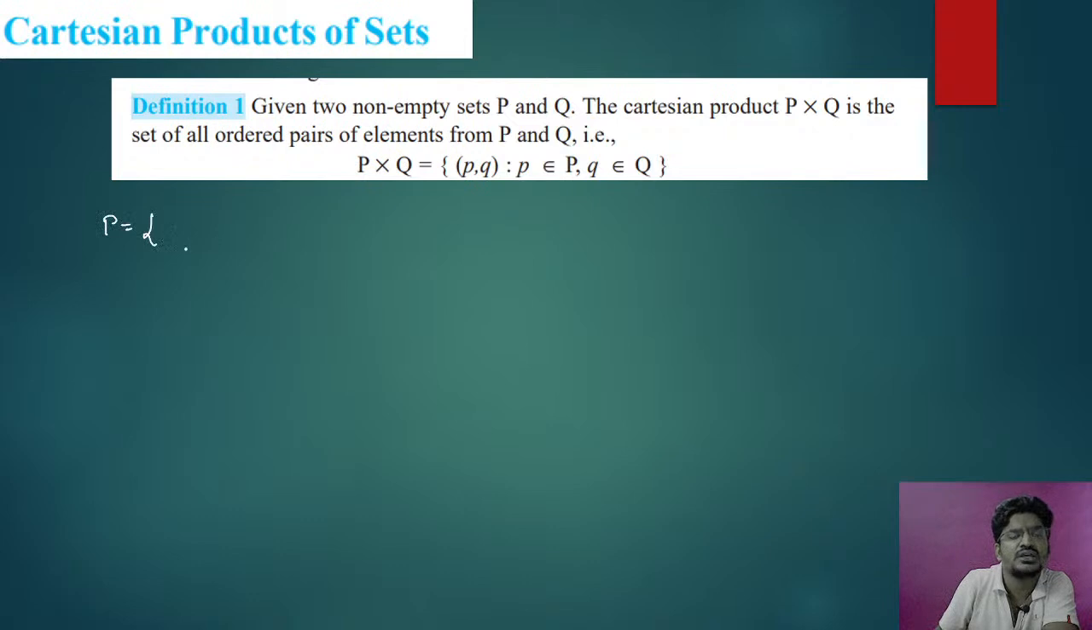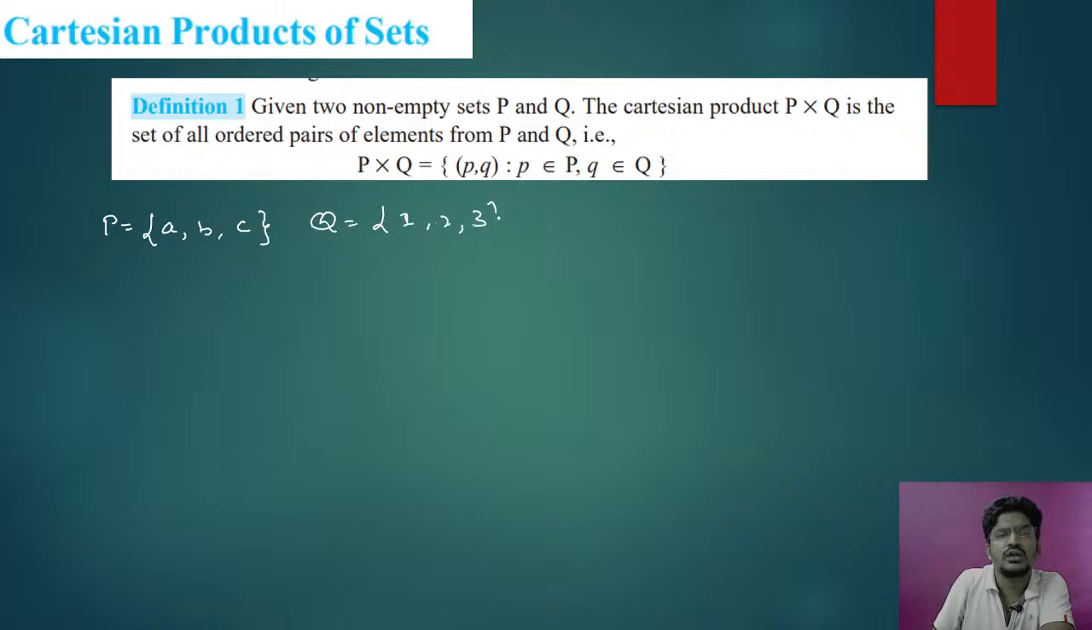So now, by understanding the logic, I will give one example. I will take the P set as A comma B comma C, and I will take the Q set as 1, 2, 3. So quickly write the ordered pairs. Quickly write P cross Q and verify your answers with my answer.